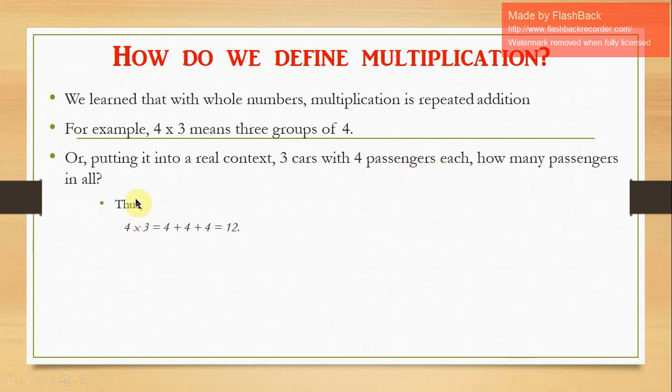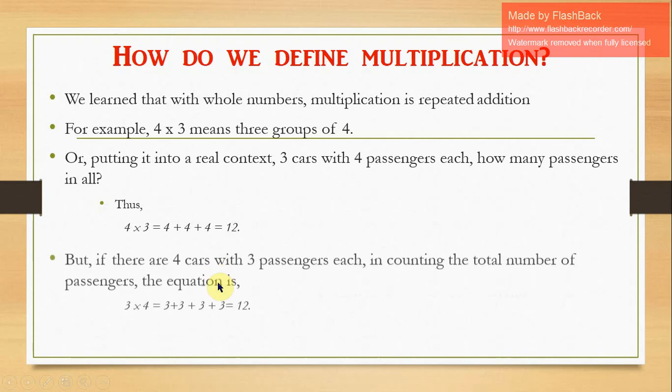Thus, to get the total number of passengers, you need to multiply the number of cars by the number of passengers. So, 4 times 3, based on the definition, multiplication is repeated addition. When you say 4 times 3, you need to add 4 three times, which is 4 plus 4 plus 4 equals 12.